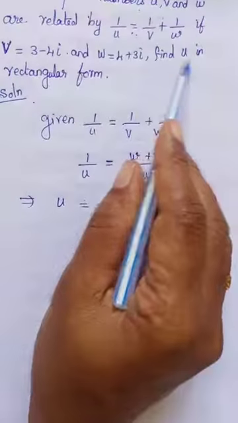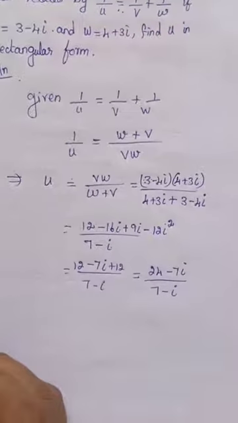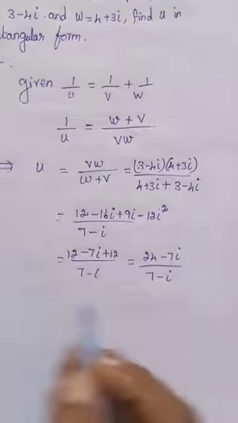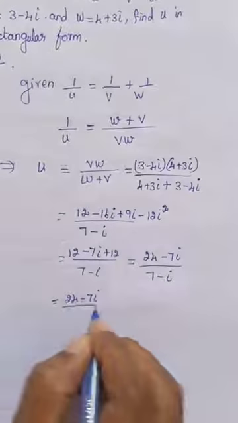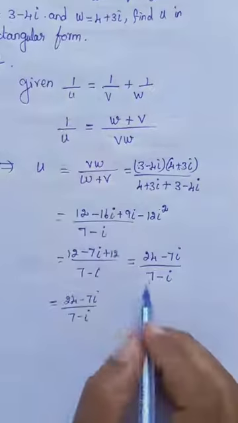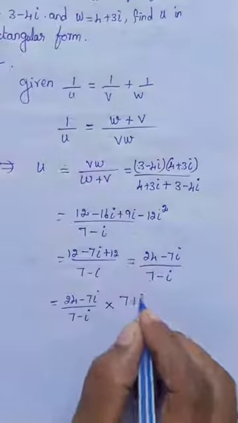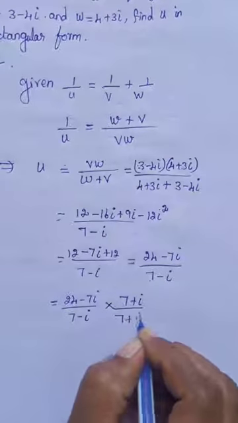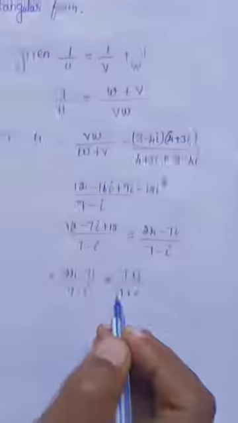But the question is, find u in the rectangular form. So the denominator complex number, we have to change it. How to change that? We have to take the conjugate and multiply both numerator and denominator. 7 minus i, what is the conjugate? That is 7 plus i by 7 plus i. Isn't it? The sign of the i should be changed.